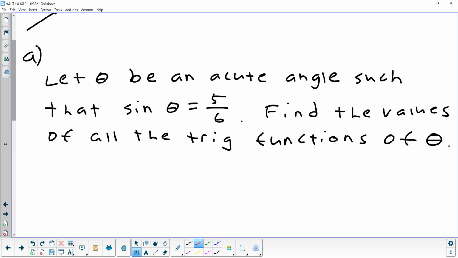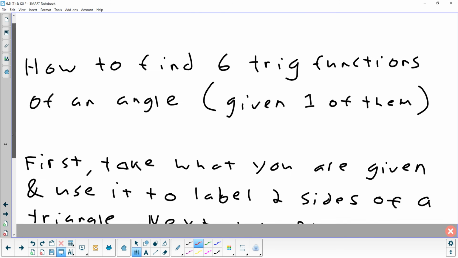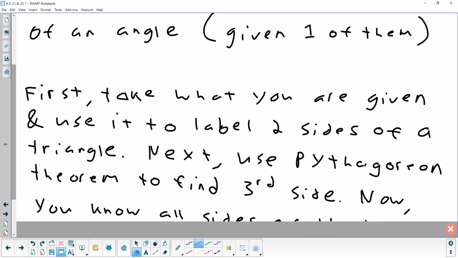Pythagorean theorem. You can use the Pythagorean theorem, and we're going to write that down right now. So to find the 6 trig functions, if I give you one of them, use the information I give you to label two sides of a triangle. You'll know the opposite and the hypotenuse, the adjacent and the hypotenuse, or the opposite and the adjacent. Once you label the two sides that you know, use the Pythagorean Theorem to find the third side.